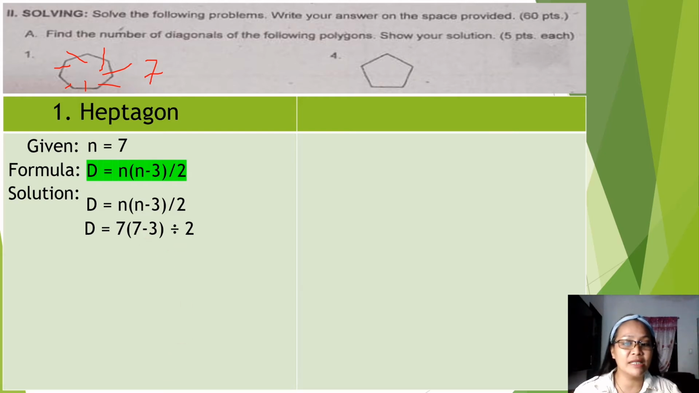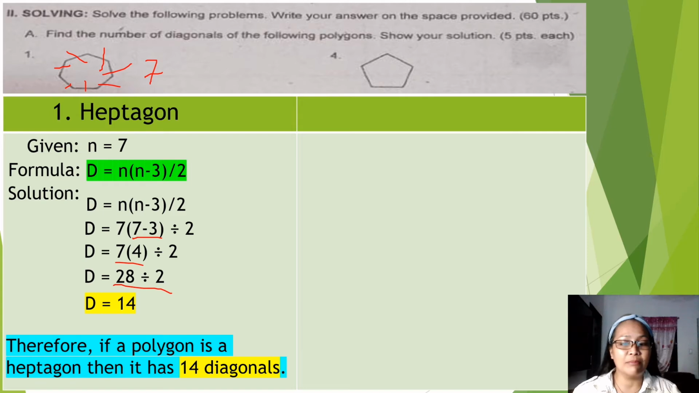Then perform first the operation inside the parentheses. So we have d is equal to 7 times (7 minus 3 is 4) divided by 2. And 7 times 4 we have 28 divided by 2. And 28 divided by 2 is equal to 14. Therefore, if a polygon is a heptagon, then it has 14 diagonals.